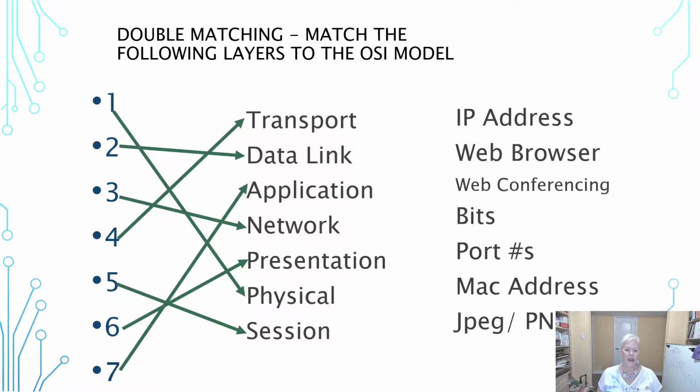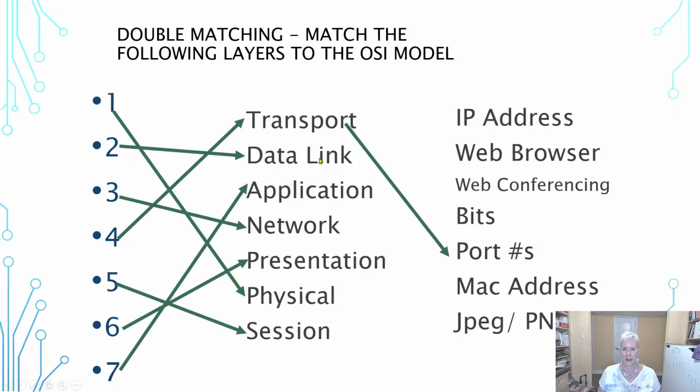Okay, now we have the double match. At the transport layer, what is happening? Is IP addressing happening at the transport layer? Is web browsing happening at the transport layer? Web conferencing? Would we find bits there, port numbers, MAC addresses, JPEG, or PNG? When you don't know the answer to something, see if you can break the word down. In this case, transport. I remember seeing something over here with the word port. If you don't know the answer, that could be a good guess.